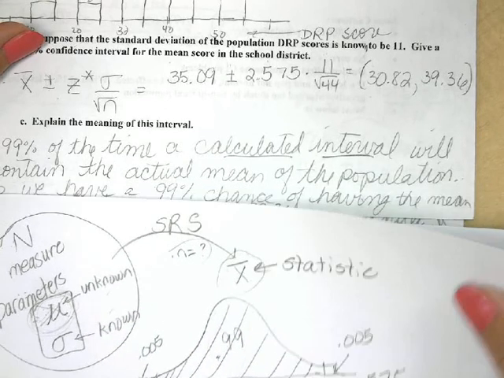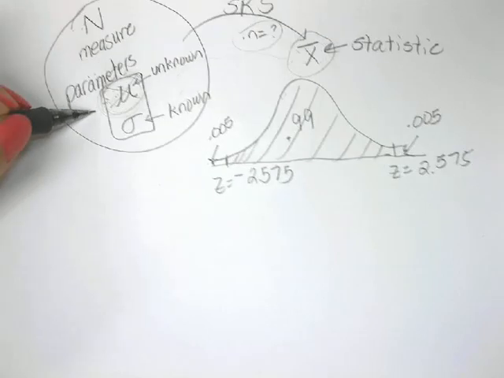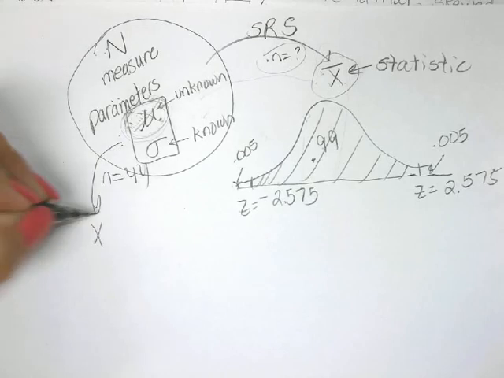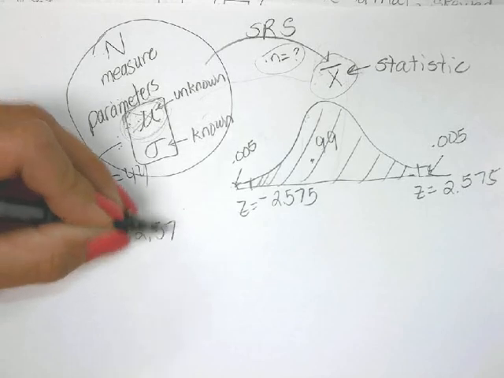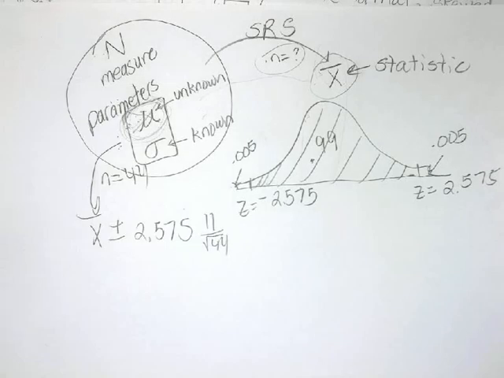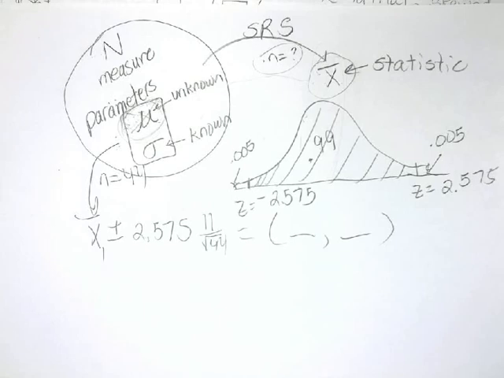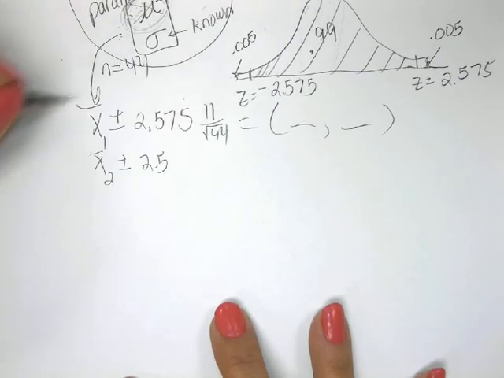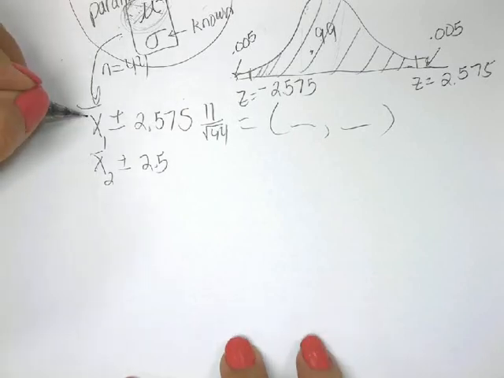Now, what does that mean? It means if I went to this population and took a sample of size 44 and got an x bar, and then did plus or minus 2.575 times the standard deviation over the square root of n, I calculate this interval, and I find the low number and the high number. And then I do that again. I get 44 more numbers. Now this x bar is going to be different than this one. It's very unlikely that they're going to be the same.